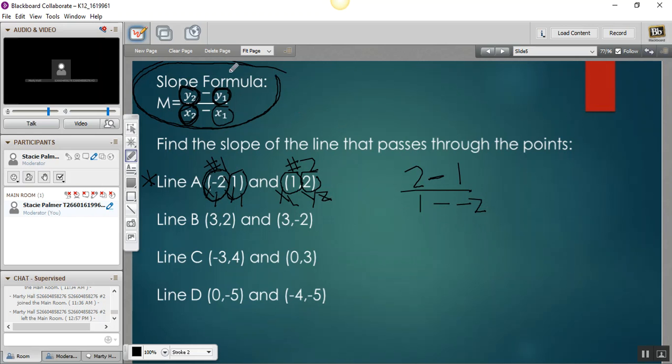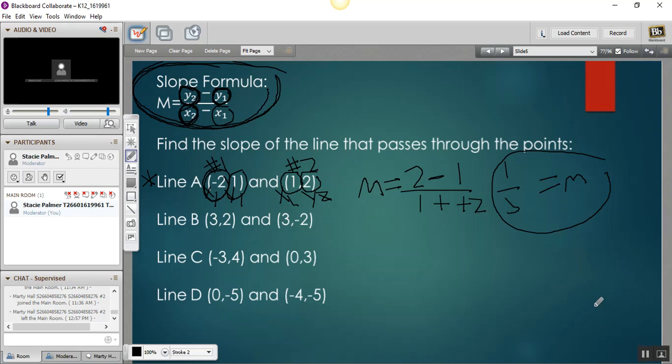Okay, so when we're finding the slope using the slope formula, we write the formula exactly like it is, only we plug in the things that we know, and now we just simplify. 2 minus 1 is 1. 1 minus a -2 is really going to be 1 plus 2. So our slope is 1/3. Now the m in math means slope, and I'm not quite sure why they picked m as the variable, but they did. So anytime you see m, that just means slope.